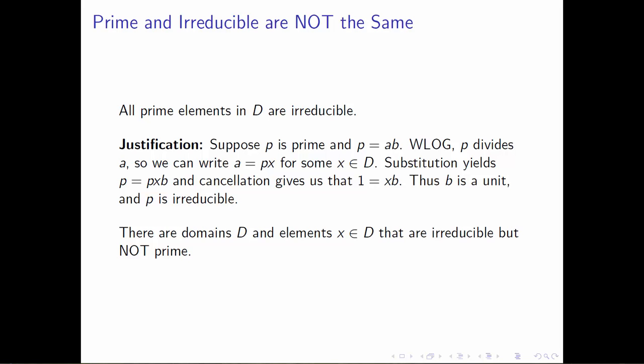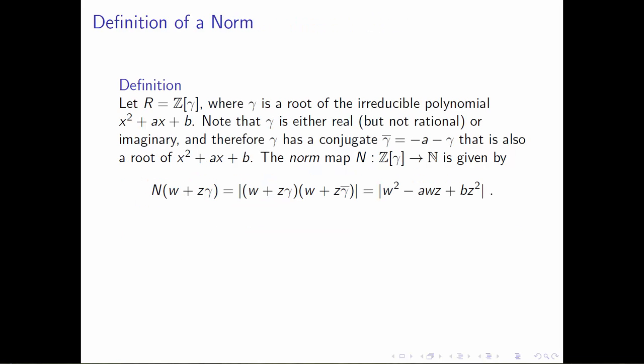Now, as I said before, inside the integers, the notions of prime and irreducible are the same, and inside certain types of domains, as we'll see later on, the notions of prime and irreducible are the same. However, it's very important to see an example demonstrating that there are domains and elements of that domain that are irreducible but not prime. However, in order to do that, I'm going to need a little bit more machinery. I'm going to need something that's called a norm map.